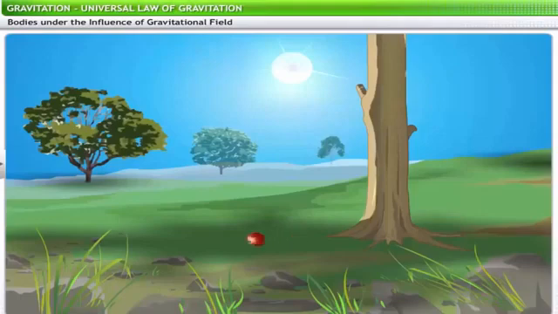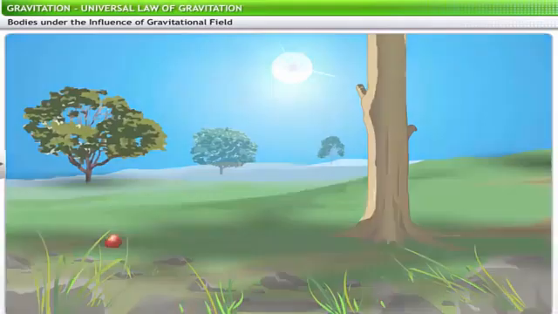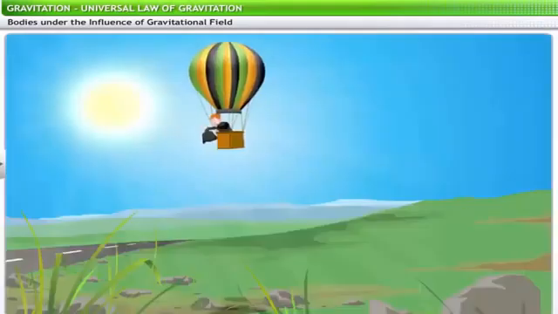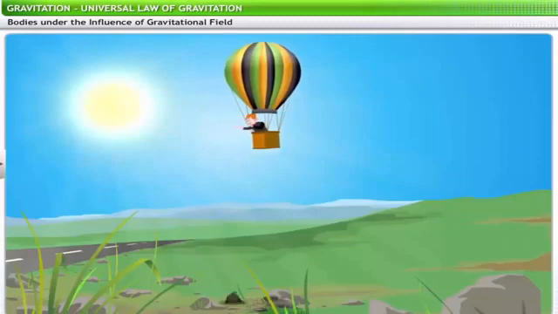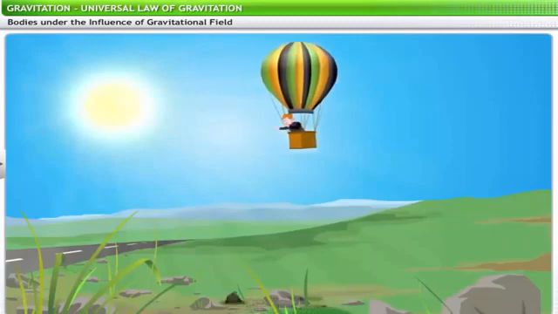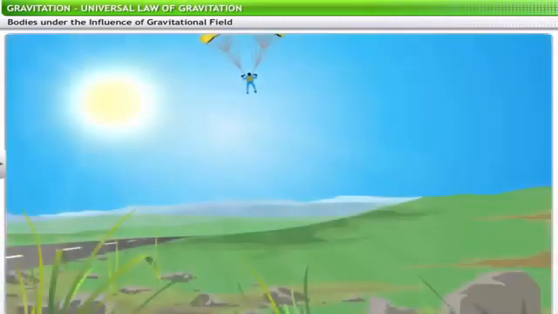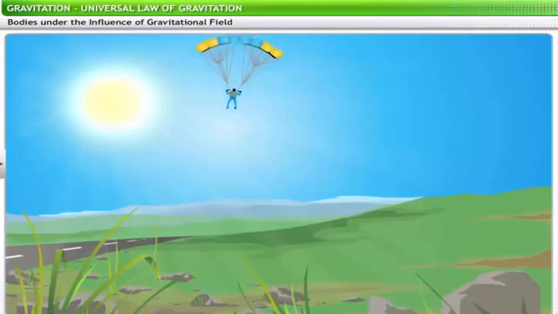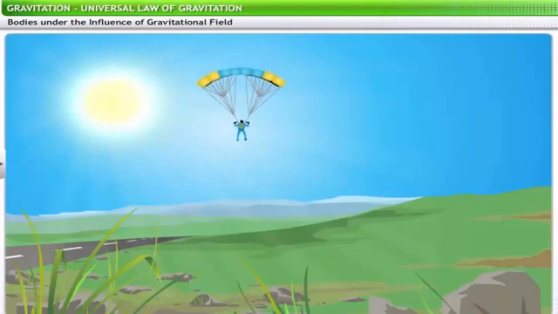A fruit falling off a tree or a sandbag thrown off a hot air balloon hurtle towards the earth in a free fall. However, a parachutist descending from an aircraft is not in free fall, since he uses the parachute to counter the gravitational force of Earth.